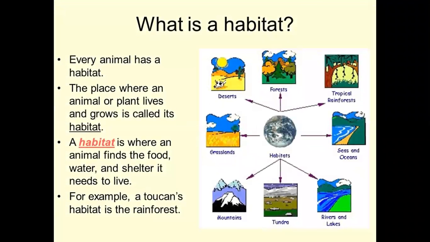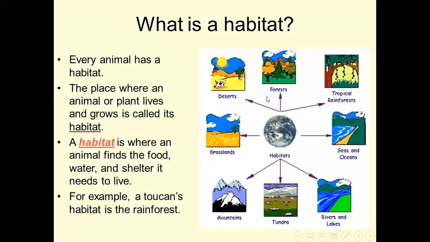This lets us reach the definition of a habitat. A habitat is the place where an animal or a plant lives. So each animal has its own habitat. The place where an animal or plant lives and grows is called its habitat. A habitat is where an animal finds the food, water, and shelter it needs to live. For example, a toucan's habitat is the rainforest.